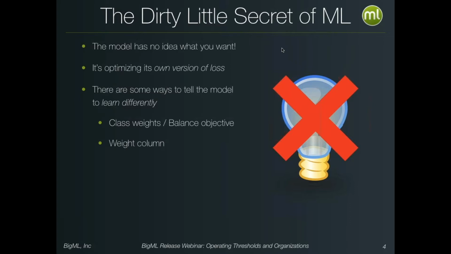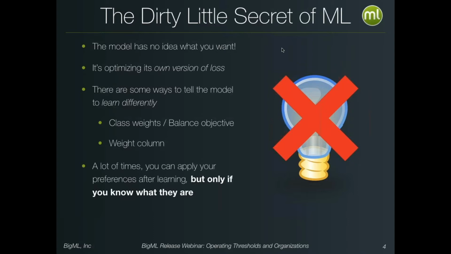And similarly, if you want to get more fine-grained about it, you can add a weight column, which allows you to specify a numeric weight for each instance in your data set, which is basically saying, work harder to get this instance right, or you can work less hard to get this instance right, depending on what the value of the weight is for that instance.